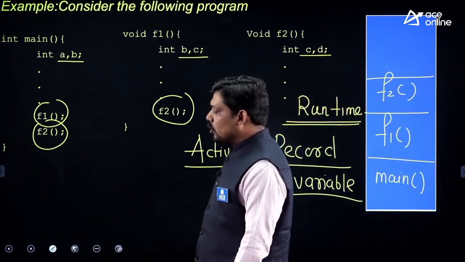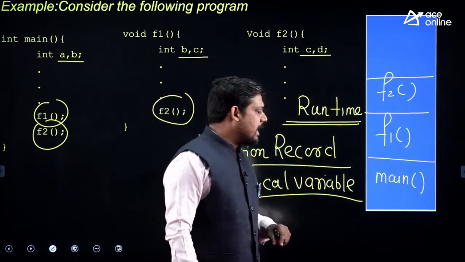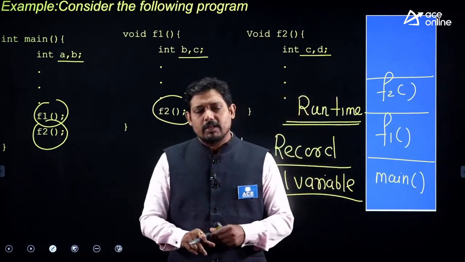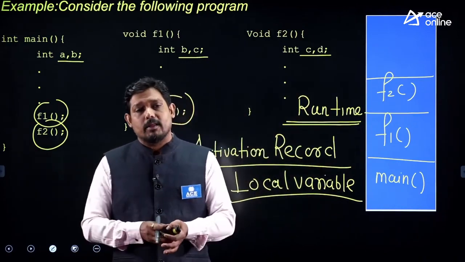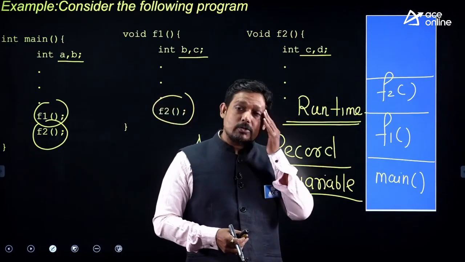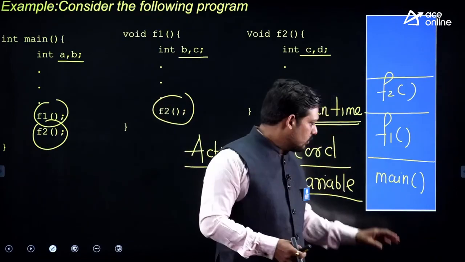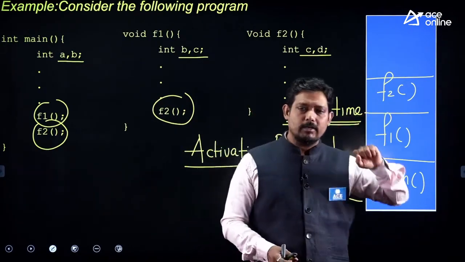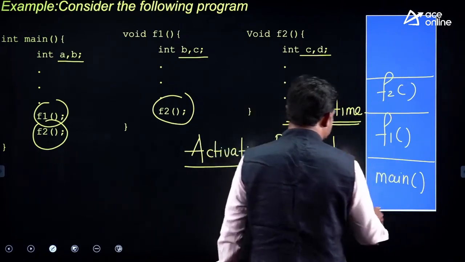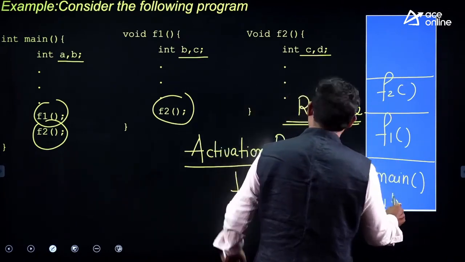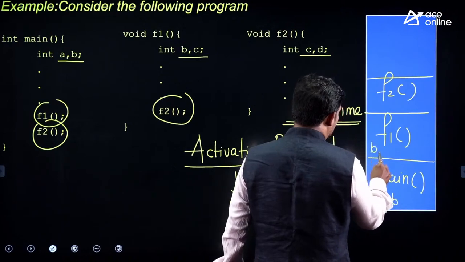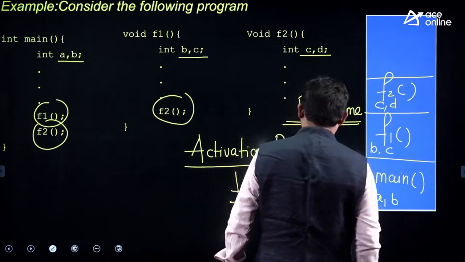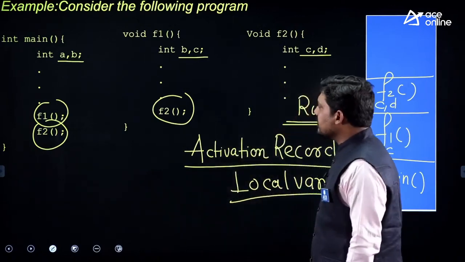Now where are local variables stored? In this runtime stack. This is the first thing you need to remember, and I think it is also one of the questions: where are local variables stored for a function? They are stored in the stack only. So where are A and B? They are in the main activation record. Where are B and C? B and C, the local variables for f1, are maintained there. And where are C and D? C and D are maintained in f2. That is how it executes.